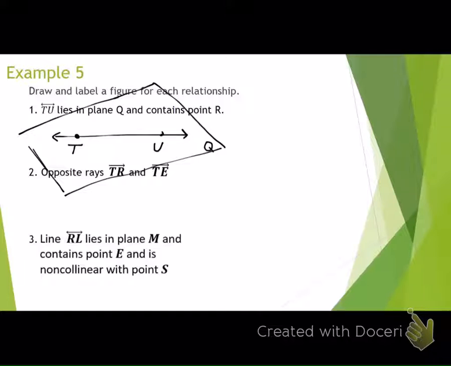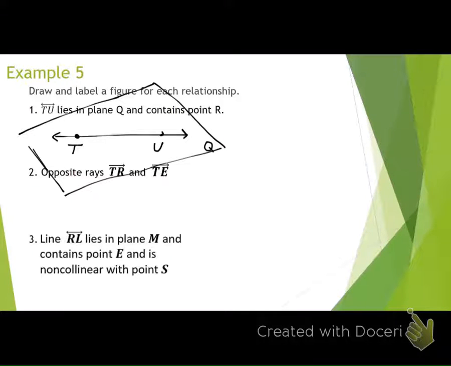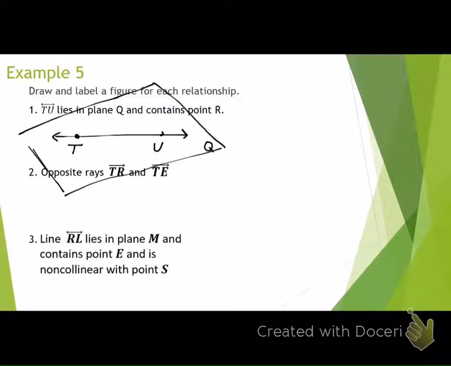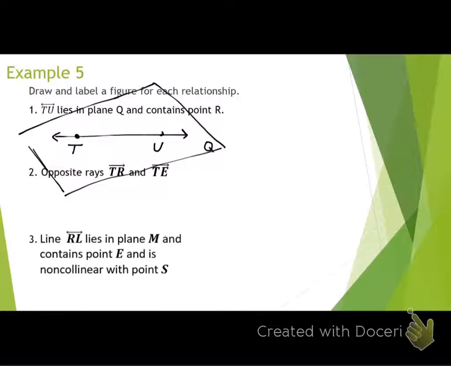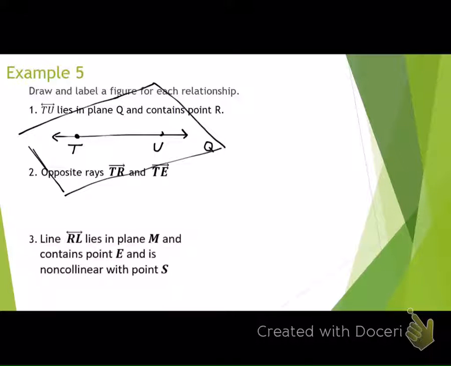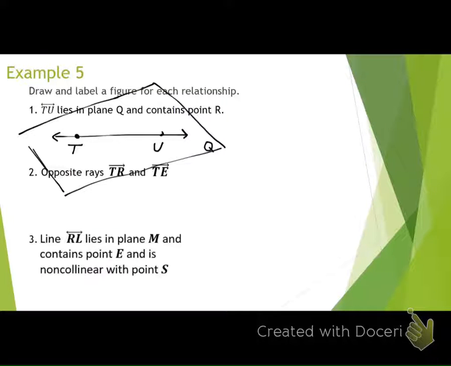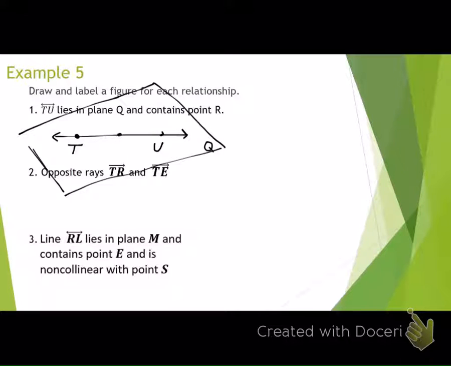So this is saying that TU lies in plane Q and TU also contains a point R. So where does point R need to be then, if it contains it? Can R be off of the line or does it need to be on the line? If TU contains that, does it need to be on it or off of it? Yeah. It needs to be on it.